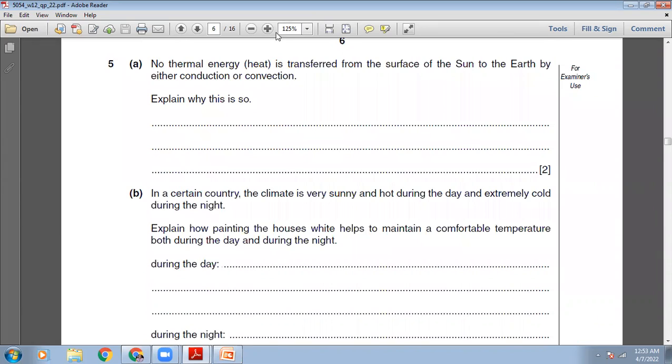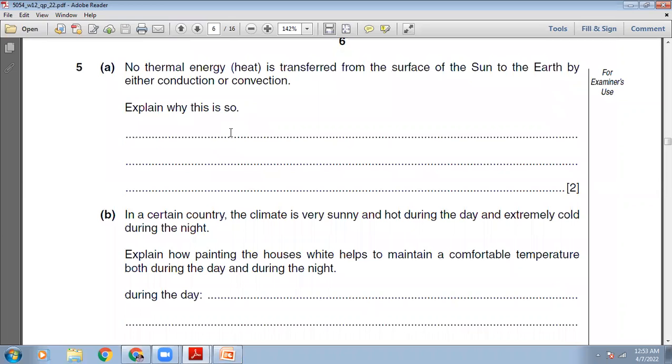The next question on your screen is question number 5. Thermal energy, heat, is transferred from the surface of the sun to the earth not by conduction or convection. Explain why this is so. Both these methods of transfer of heat require a medium, and between the sun and the earth there is no medium, there is space. So these two methods cannot transfer heat from the sun to the earth.